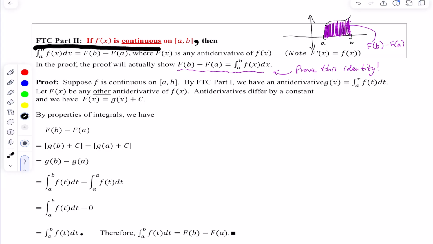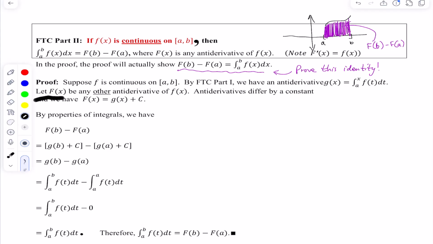We're going to go ahead and run through the proof of this fundamental theorem. We're basically going to prove this identity. We're going to start with the left-hand side expression, and we'll simply work our way to the right. Proof. Suppose f is a continuous function on a closed interval a to b. By the fundamental theorem of calculus, part 1, we have an antiderivative g of x defined as this integral.